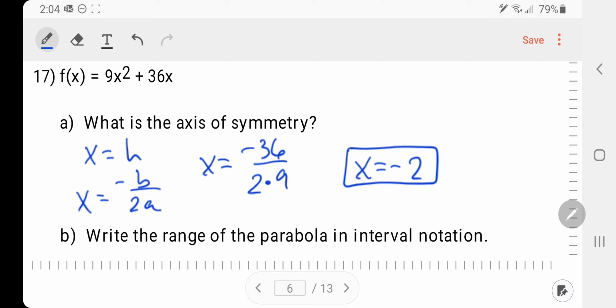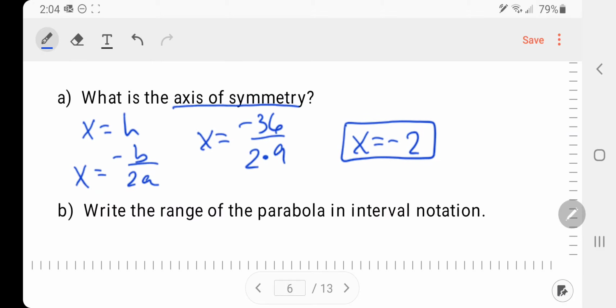And so there is our axis of symmetry. Notice that you do need the x equal. The axis of symmetry is the equation of a line, and therefore it has to be an equation.